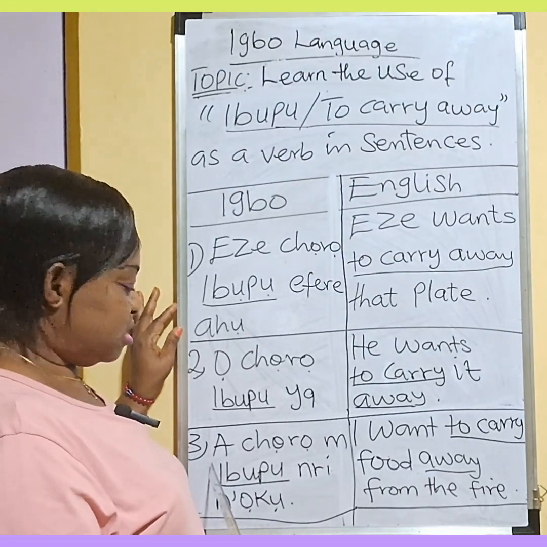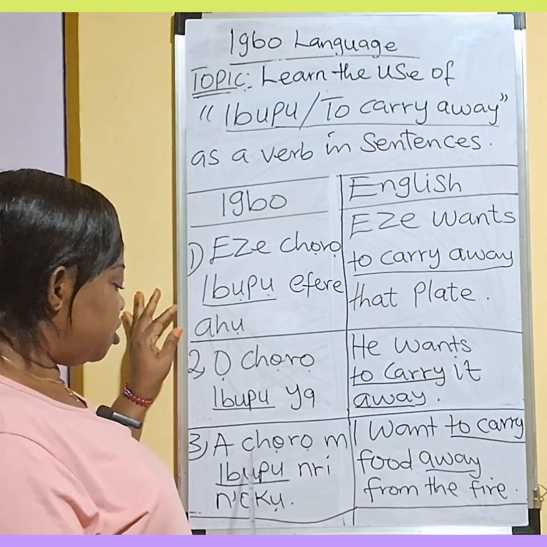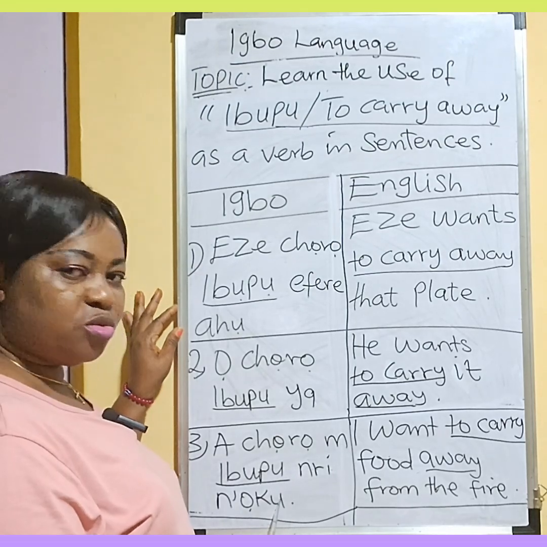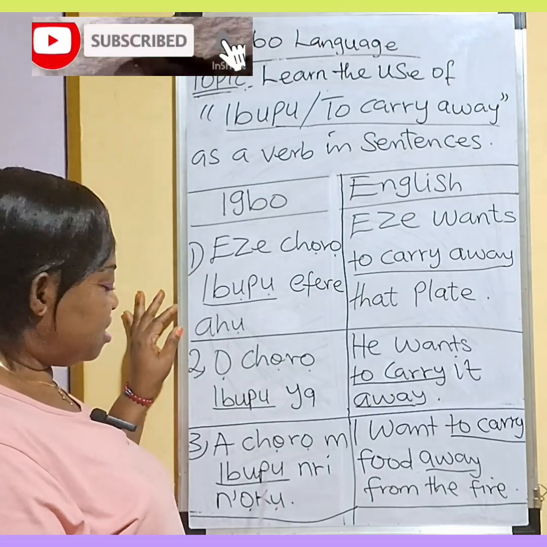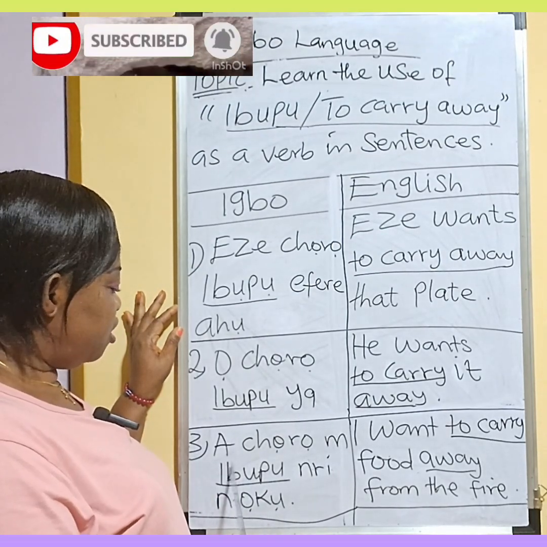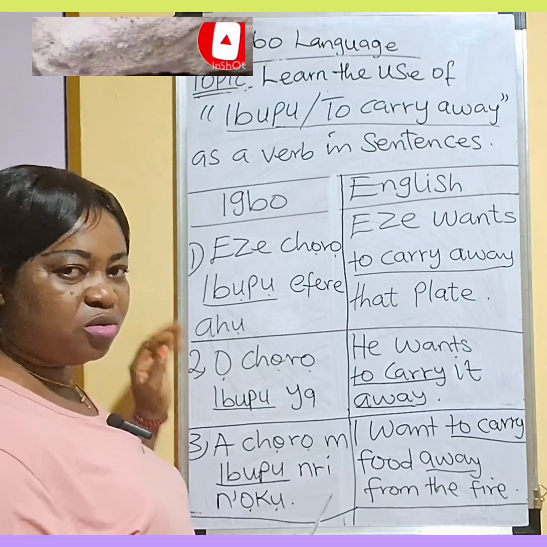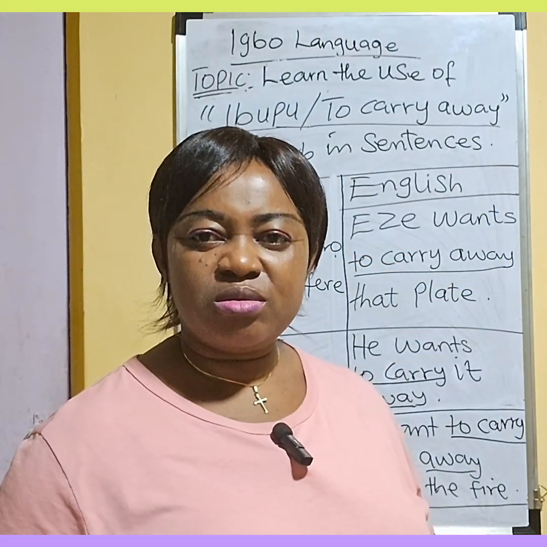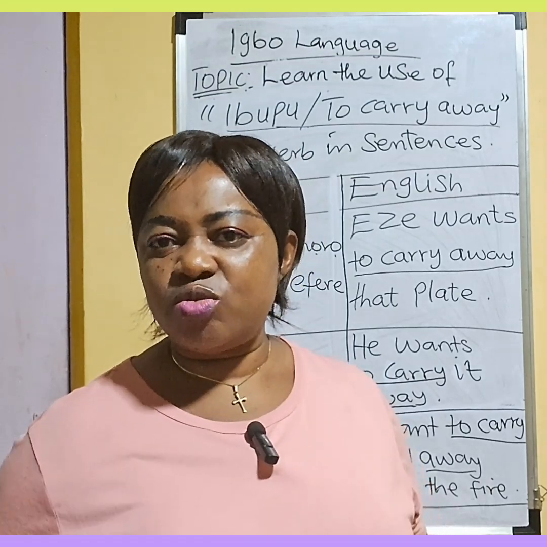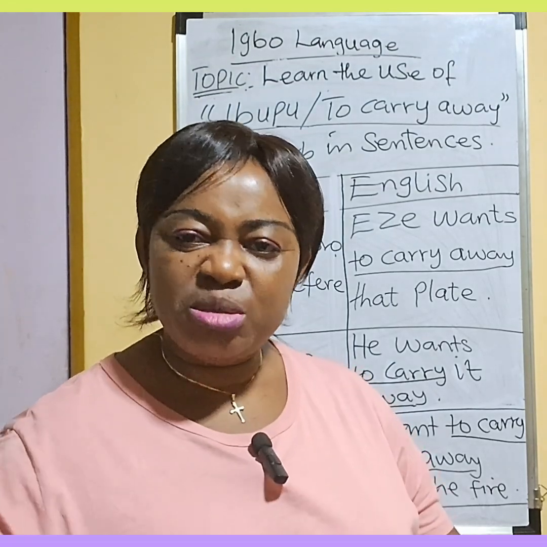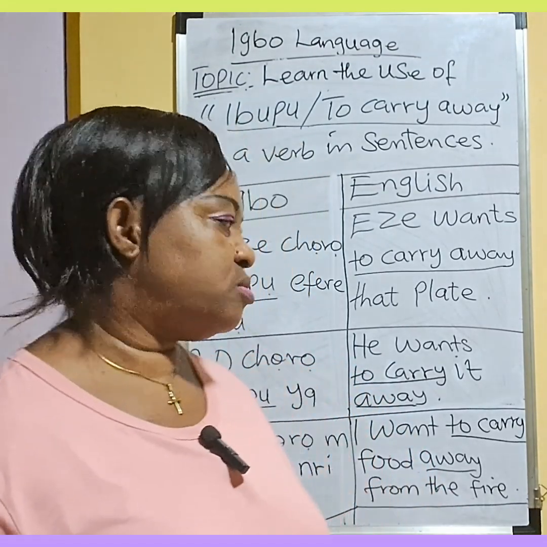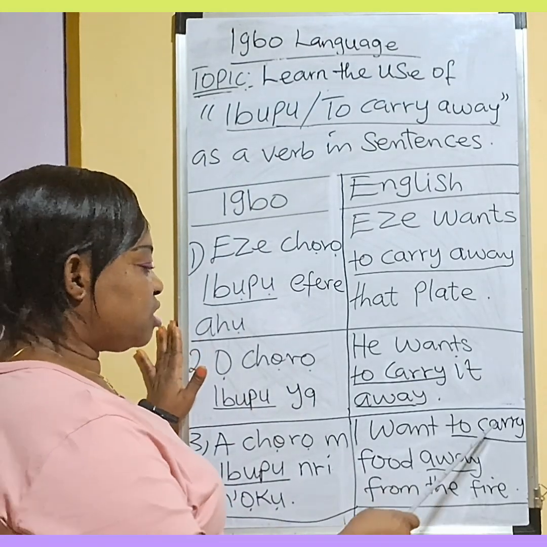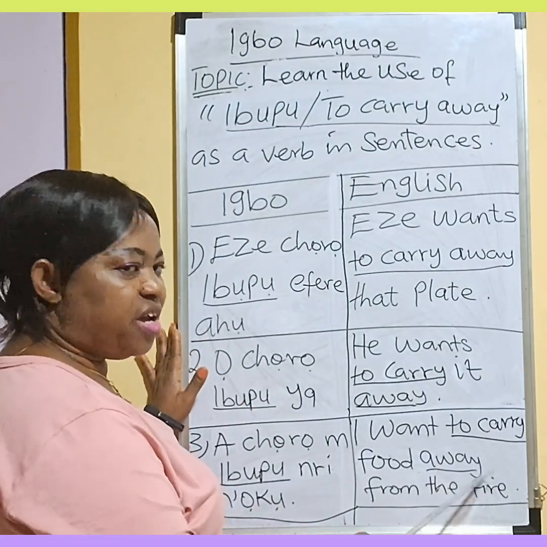Another one says, achọrọ m ibupu nri n'ọkụ. Say it, achọrọ m ibupu nri n'ọkụ. Maybe someone is calling you to come. Say, please, achọrọ m ibupu nri n'ọkụ. Meaning, I want to carry food away from the fire.